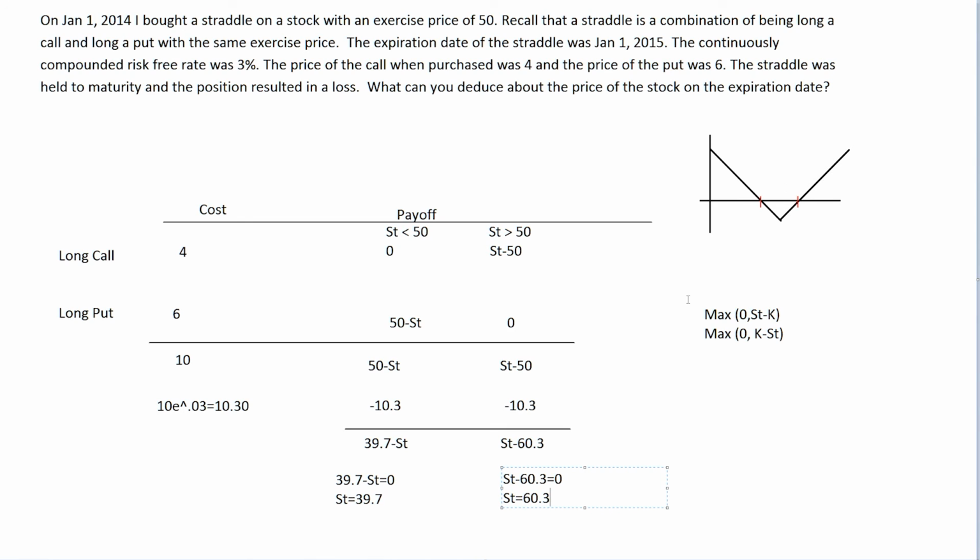So we know that our two break-even points are at $39.7 and $60.3. So if the straddle resulted in a loss, we understand that the stock price was in between these 2 points.